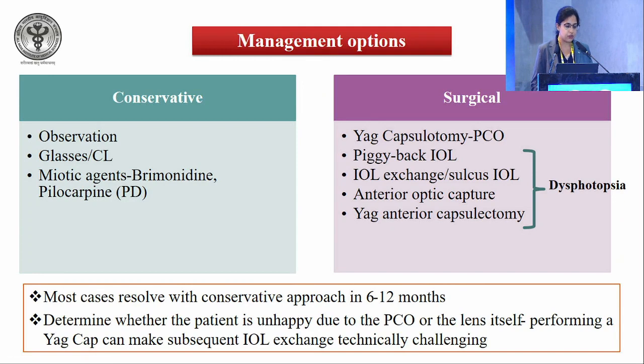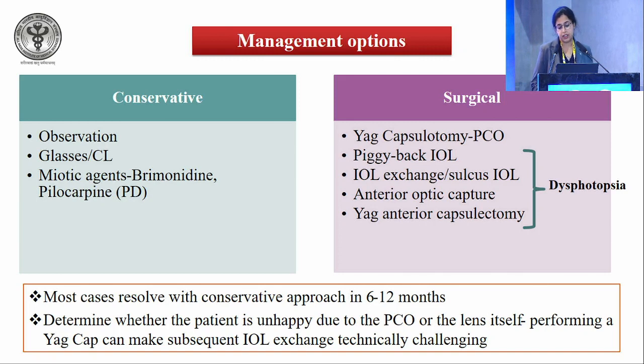Management is conservative to start with. Observe, glasses, contact lenses. Miotic agents such as brimonidine have been shown to constrict the pupil and help with the dysphotopic symptoms until neuroadaptation occurs. Surgically, in rare cases, you can do a YAG capsulotomy if there is a PCO. Then for dysphotopsia, piggyback IOLs, IOL exchange, sulcus IOL, anterior optic capture, and YAG anterior capsulectomy have been described. Most cases resolve with a conservative approach within 6 to 12 months.